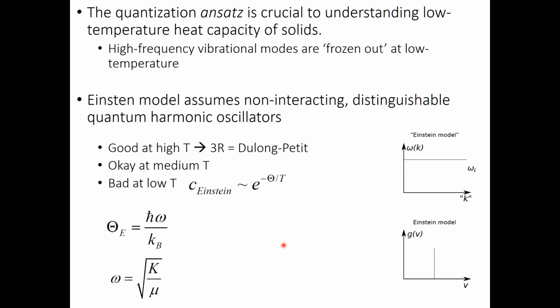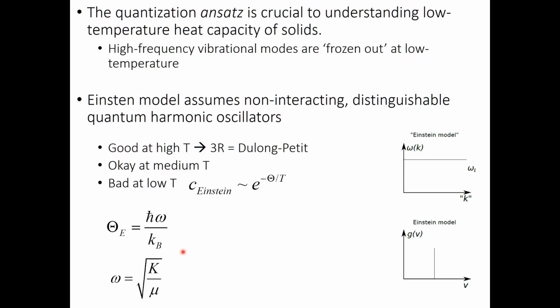So this is my conclusion slides. The quantization ansatz. Ansatz is like a guess. It's a hypothesis. The quantization ansatz is crucial to understanding the low temperature heat capacity of solids. Okay, the vibrational modes are frozen out at low temperature in the same way that vibrational modes are frozen out in the diatomic gas. Einstein assumes non-interacting, distinguishable quantum harmonic oscillators. You get 3R at high temperature, but at low temperature, you expect a relationship like this, and this is not the case, right? You don't get the proper behavior.